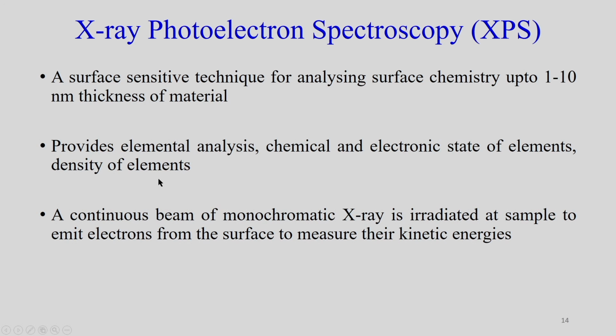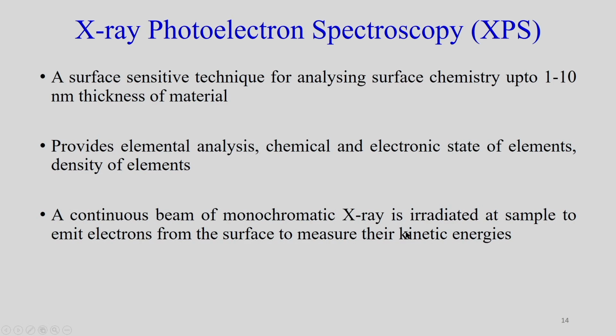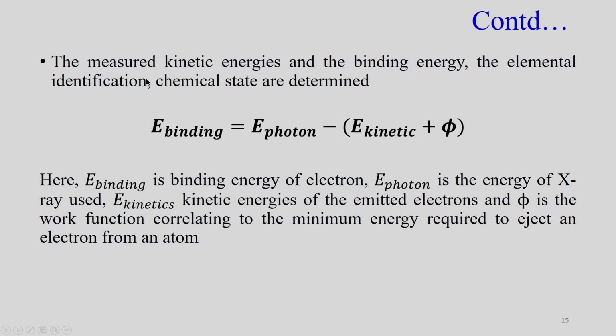and this emission of electrons depends again on what happens at the surface, which ultimately depends on what the property or the composition of the surface is. So, basically we measure the kinetic energies of those electrons. So, when we are measuring the kinetic energy and the binding energy, we analyze the elements as well as their chemical state.